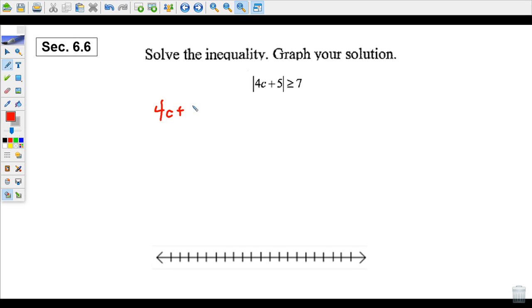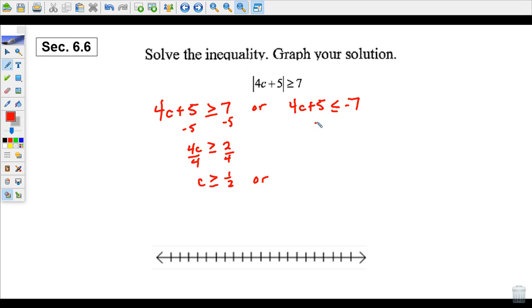So first one is basically exactly the way it's written without the absolute value. Or we take what's in the absolute value and then we switch the inequality sign around and we make this -7 instead of +7. And then we're just going to solve each one separately. So we'll start with this one, -5. So 4c is greater than or equal to 2, divide by 4. So c is greater than or equal to 1/2.